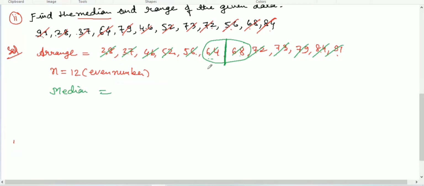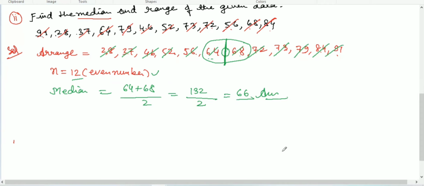Median is equal to the sum of the middle two data here, 64 plus 68, divided by 2. So you will get 132 over 2 equal to 66. See, between 64 and 68 you get the number 66. So this is the median of this data. If n is even, add the middle two data, and if odd, you will get the exact middle data.